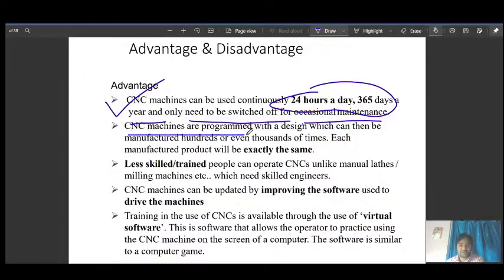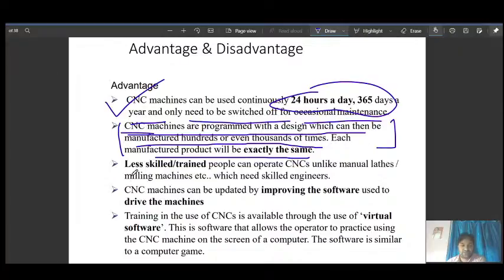Then CNC machines are programmed with a design which can then be manufactured hundreds or even thousands of times. Each manufactured product will be exactly the same, because products made by CNC are more accurate than those from conventional machining and production processes, because we are able to control the axes more accurately in the CNC machine.